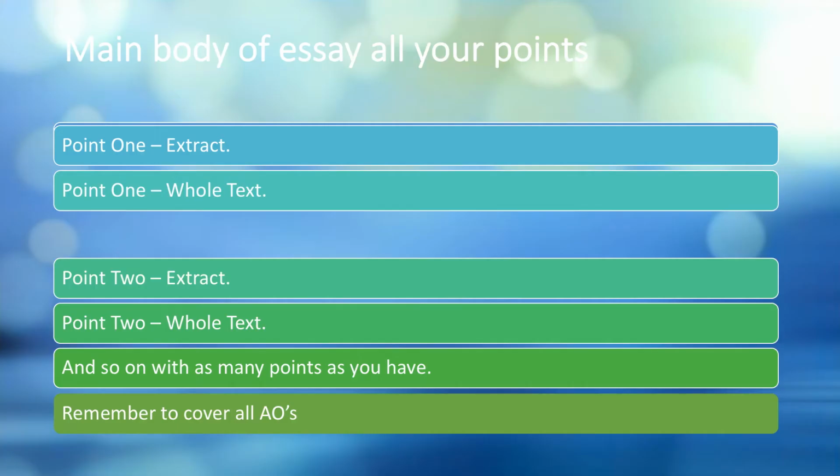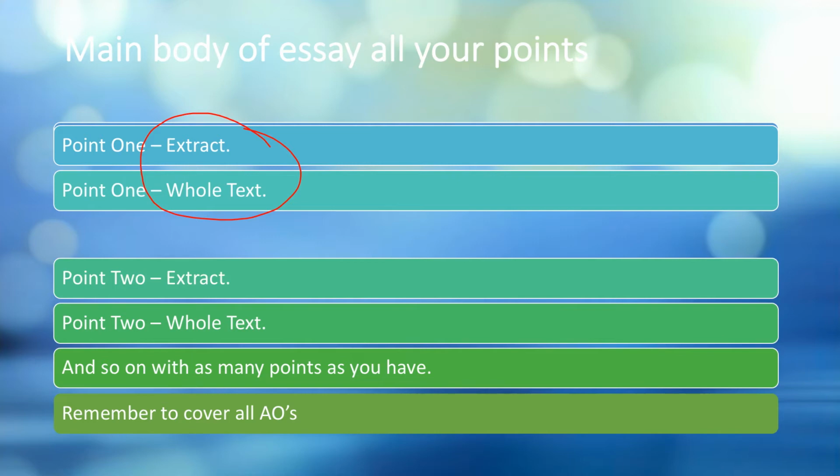And now we go on to the main body of the essay, and that's represented by that big square in the middle of my diagram before. Here we're going to put all our paragraphs. Each paragraph has a topic point, and what would be really good is if you could link the point in the extract with a point from the whole text in each paragraph.